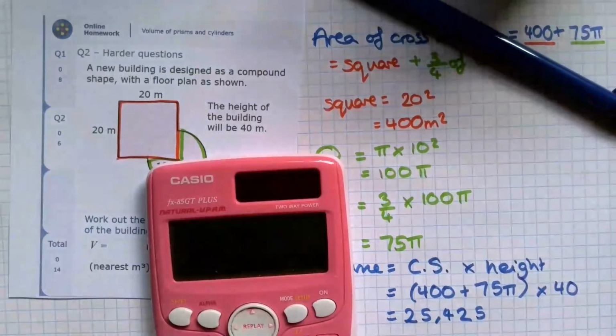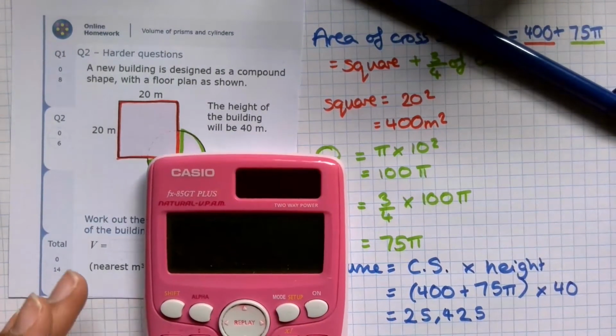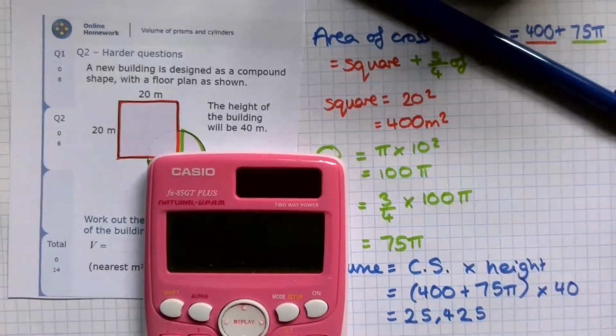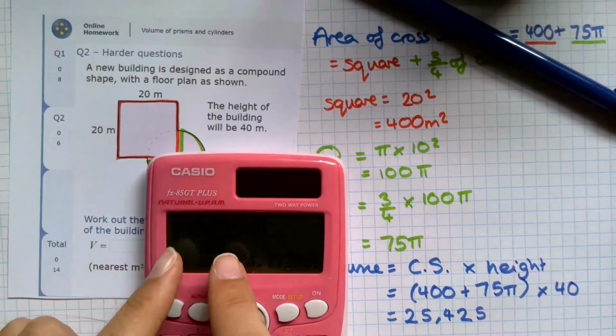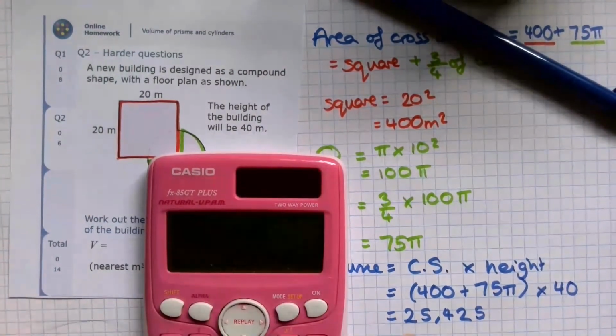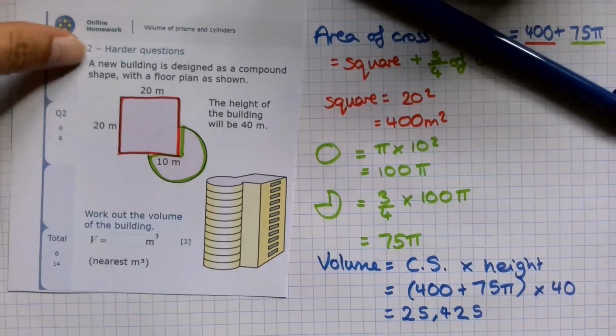If I did not have the brackets, you'll notice I get a completely different answer, a much smaller answer. That's because my calculator doesn't realise that I want to multiply all of that by 40, because all I've said is 400 add 75 times 40, and my calculator will follow the rules of operations. So it's really important that we put those brackets in. So that would be the first question.